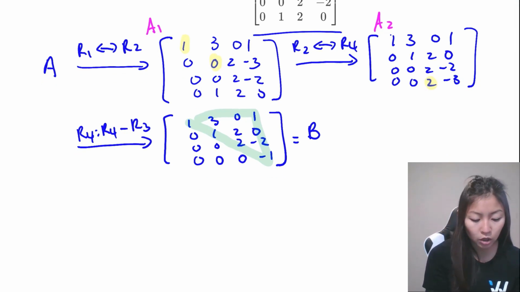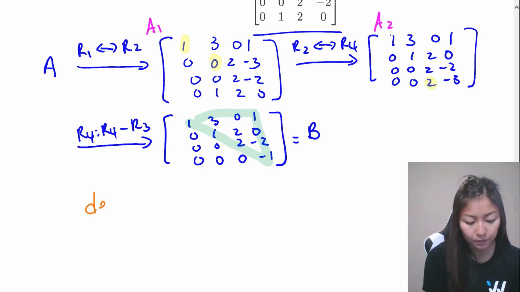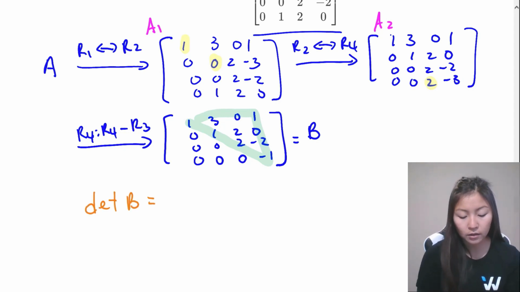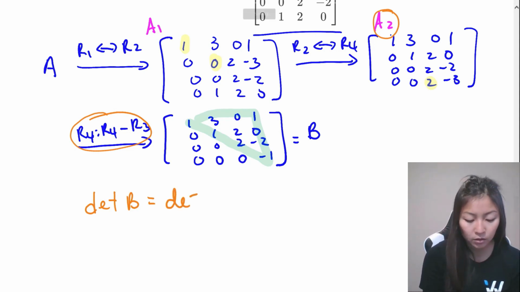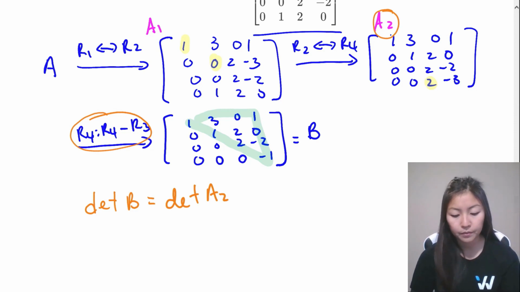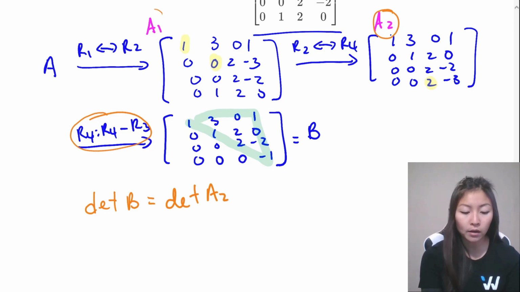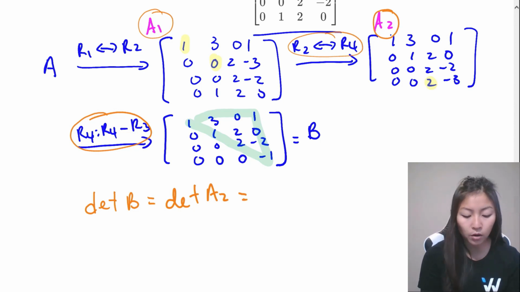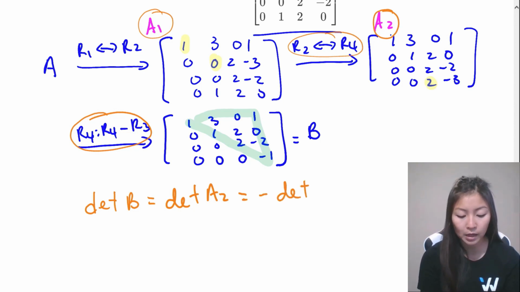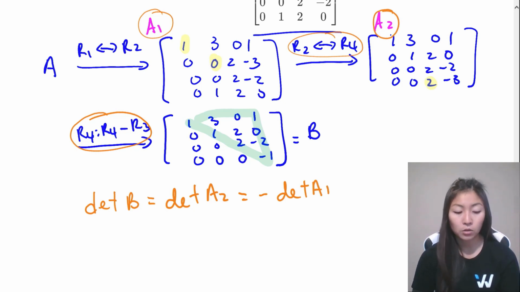All right, so determinant of B, working backwards, is going to be the same as the determinant of A2, because remember, adding or subtracting a multiple of one row to an existing row doesn't change the determinant. So these guys are the same. Well, how about A2 and A1? Well, A2 and A1, the only difference is that I swapped a row. Swapping a row makes it the negative determinant. Okay, so instead of determinant of B equaling determinant of A2, it's the negative of determinant of A1.